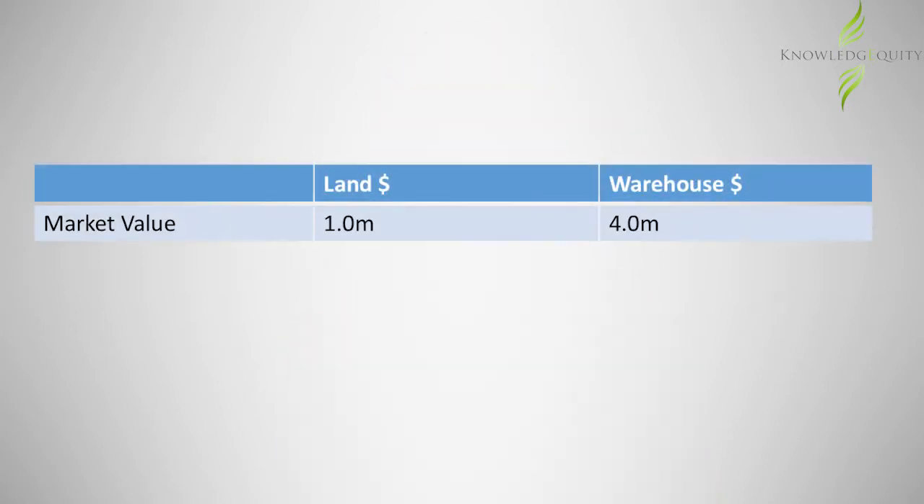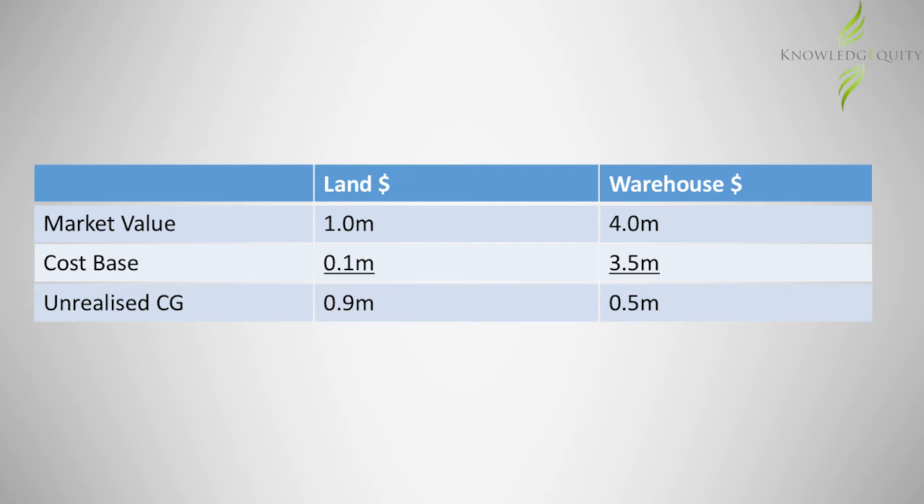So, let's consider the possible capital proceeds attributable to Paul Smith in this example. First, we need to consider both the market value for the land, which is a pre-CGT asset, and the market value and cost base for the warehouse, which is a post-CGT asset, and then determine the unrealised capital gain attributable to the post-CGT assets.